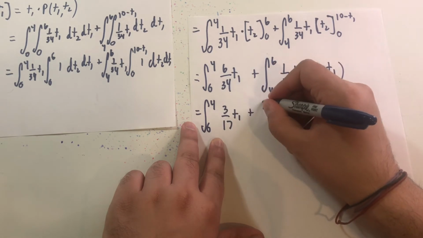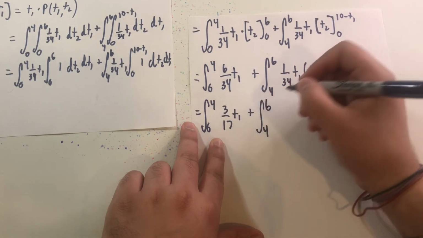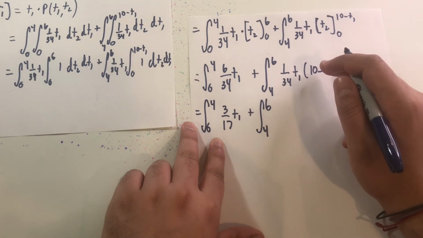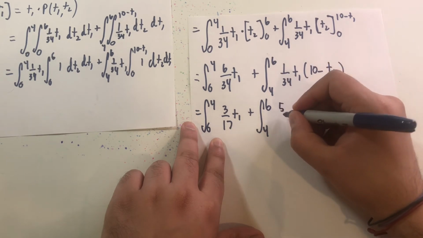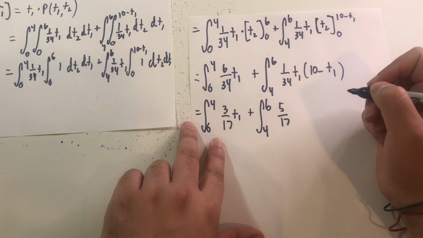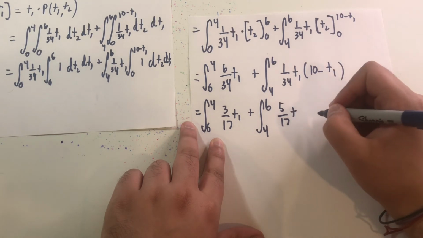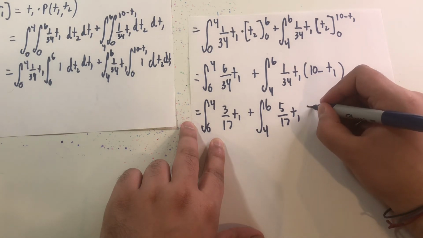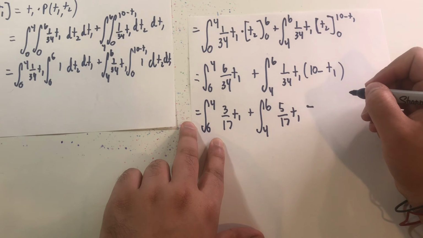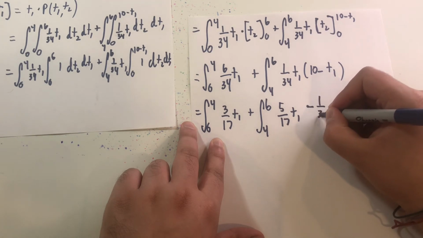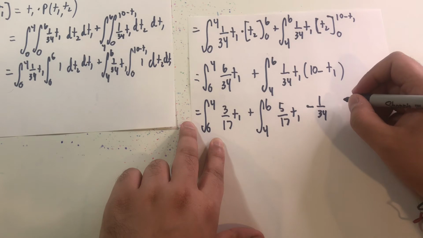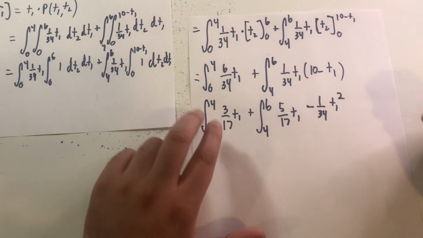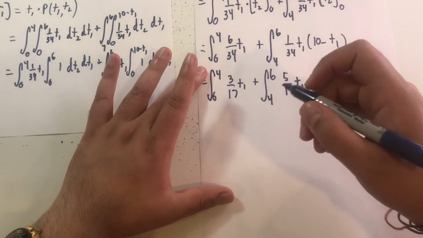t1 plus, integrate here, 4 to 6. 10 over 34, 5 over 17 T1, subtracted by 1 over 34 t1 squared. Okay, so this is what we have set up, and it's just a little more calculus.